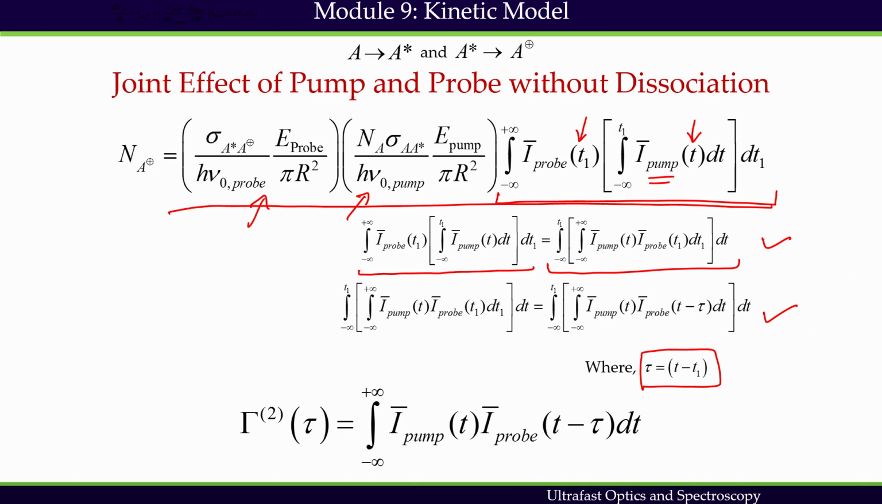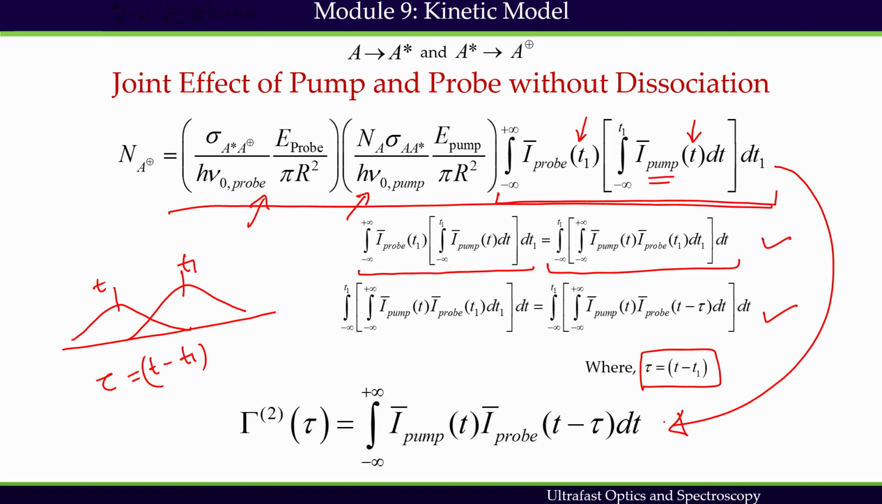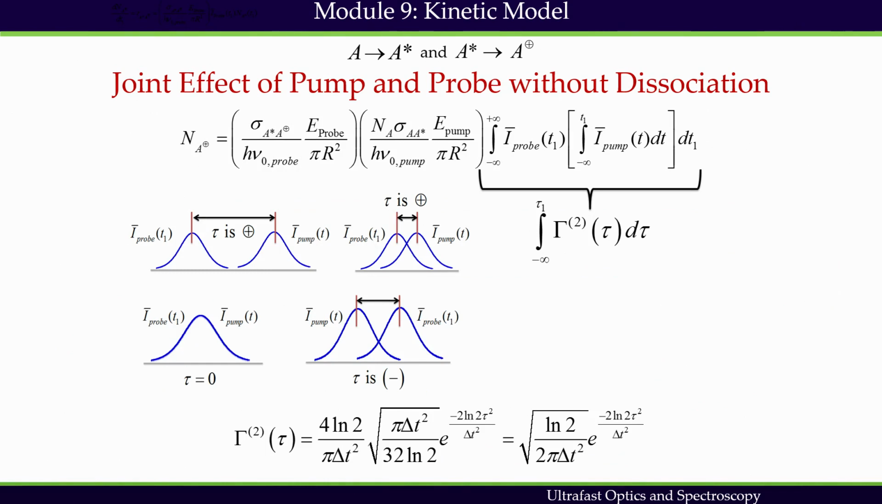So, finally, what we see is that I have two pulses, one of them variable t, another one variable t1. So, the difference delay between two pulses can be defined as tau equals t minus t1. And in terms of tau, the moment we express this expression, we get this. This integral can be written as minus infinity to plus infinity integration I pump, this is normalized, that is why this sign, and I probe t minus tau dt. This is a very familiar expression. It is familiar because this expression is nothing but autocorrelation expression.